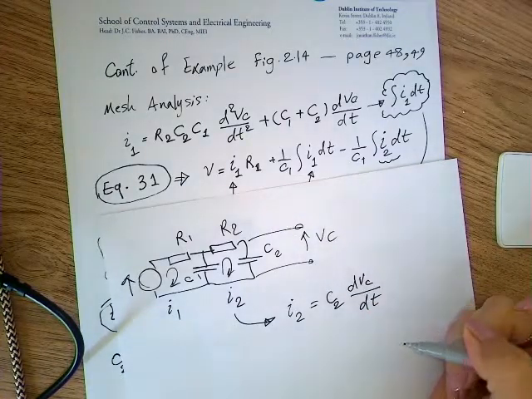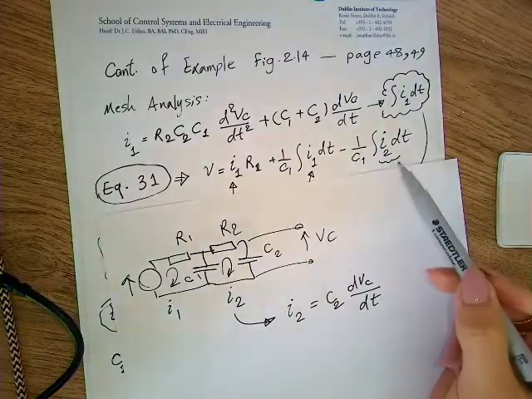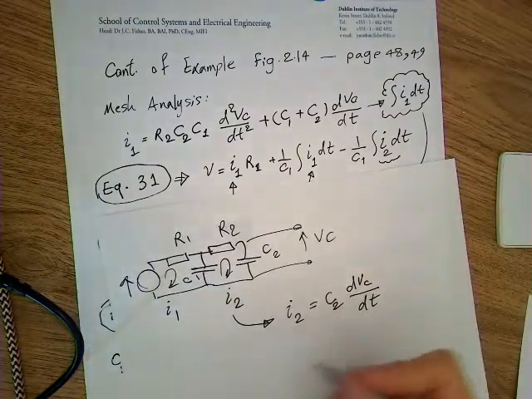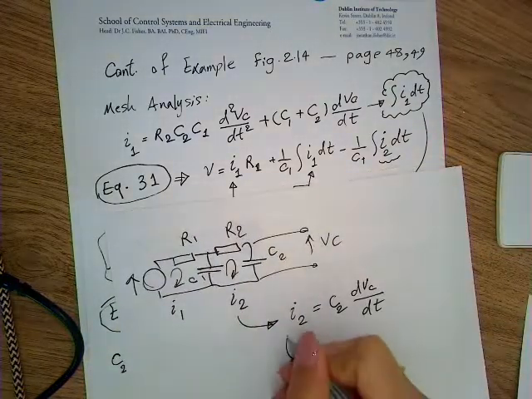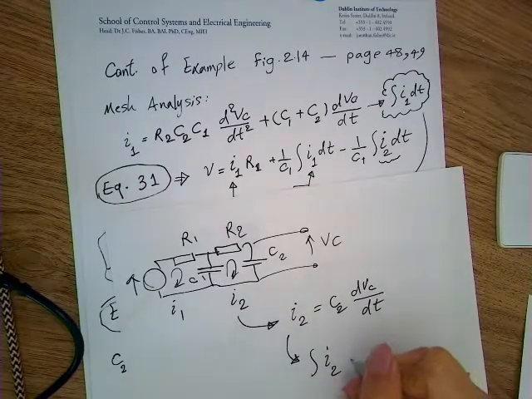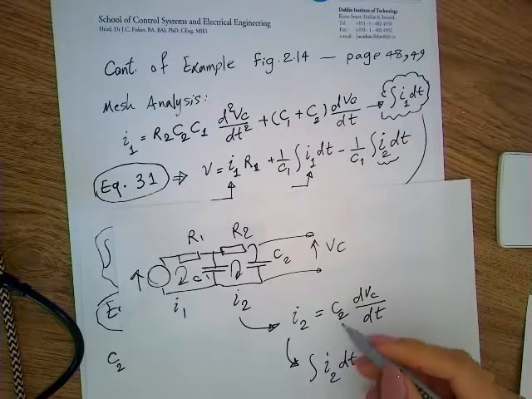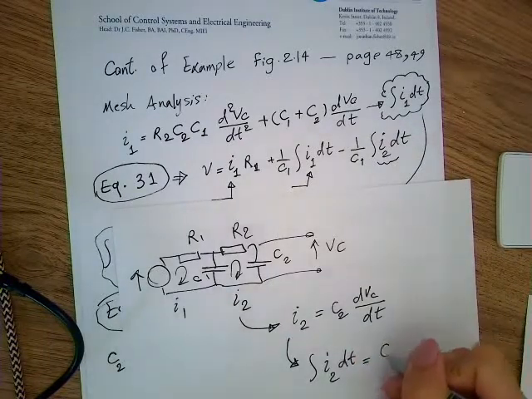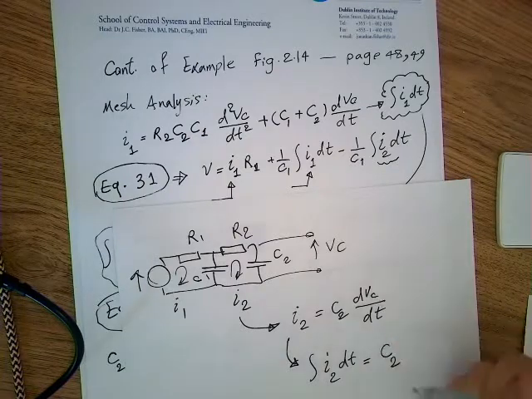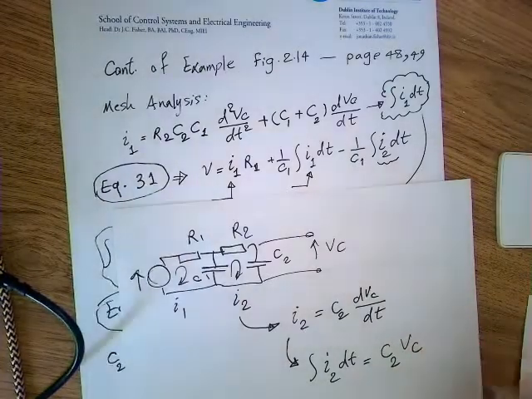So that is it. Now for the integration of that, if I want to do integration of I2 over time, the constant C2 comes out, and then the integration and derivative cancel each other. So I will have C2 Vc.